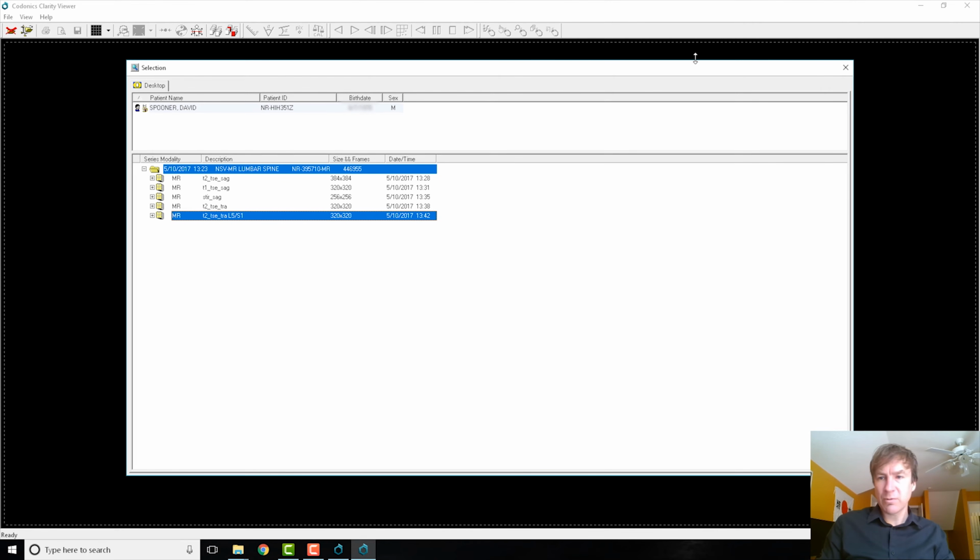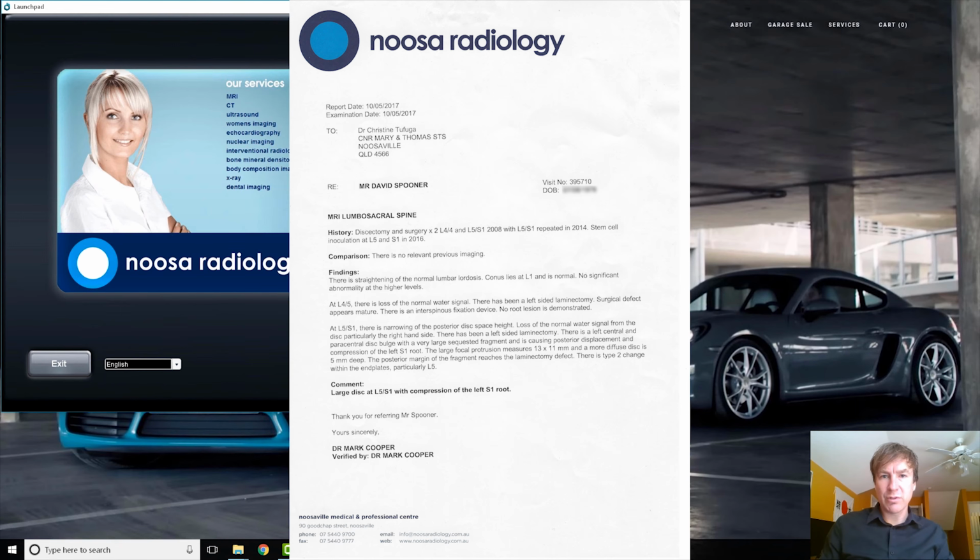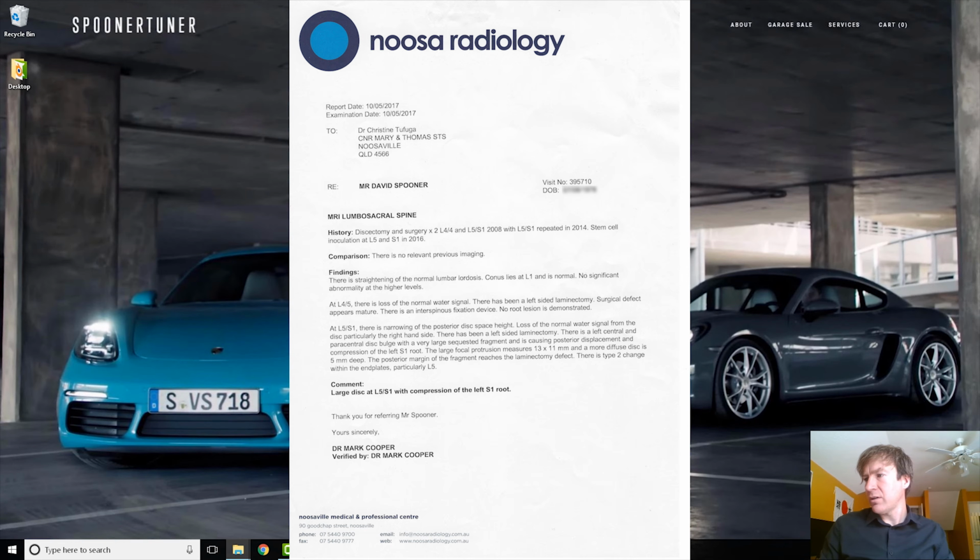So that's it for this MRI. If you need to go back and look at it, you're free to do that. I'll post the written report up now so you can check that out while I pull up the next MRI.